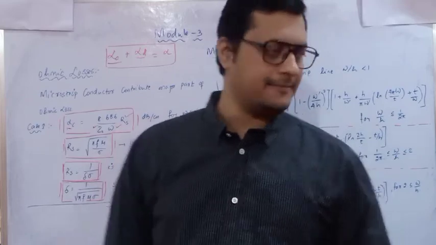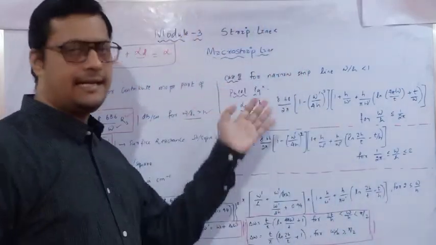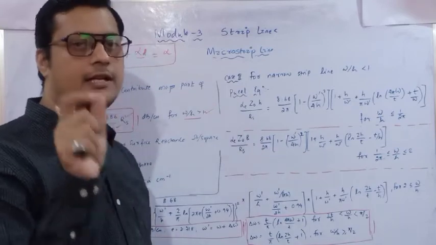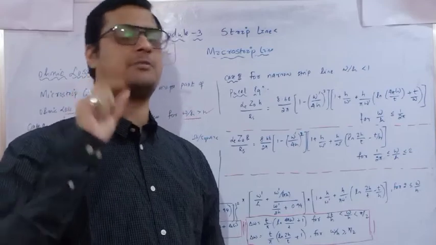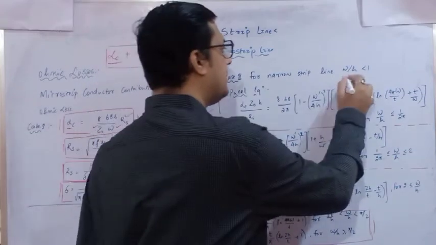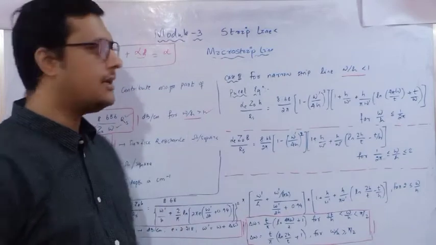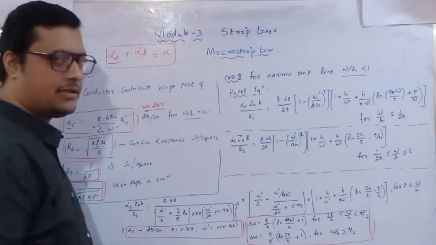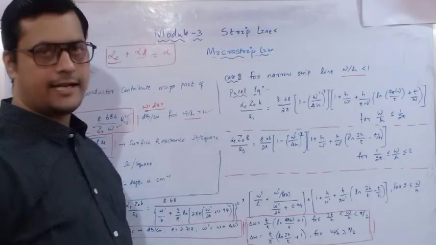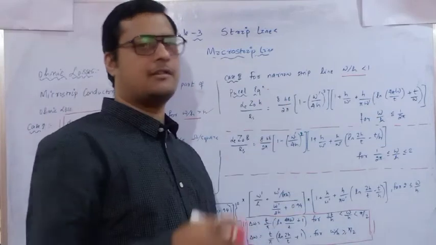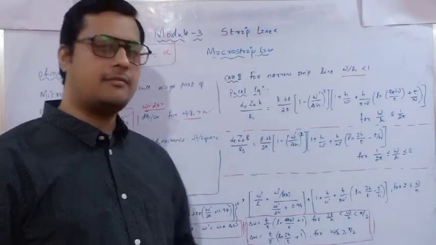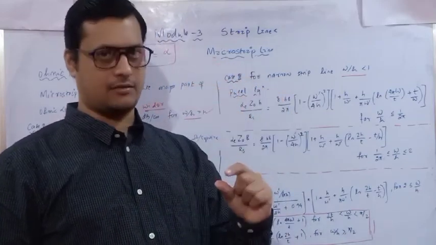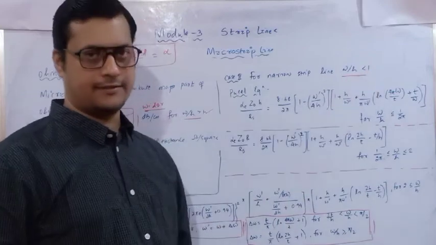Similarly, we have a second case for the narrow width, meaning a narrow strip line. Narrow strip line means the width of the strip line is less with respect to the substrate height. So in that case, the W by H ratio is less than 1. The previous one is called our wider strip because W is greater than H. Here it is a narrow strip line, meaning the width of the metallic strip is less with respect to the height of the substrate, so the W by H ratio is less than 1.